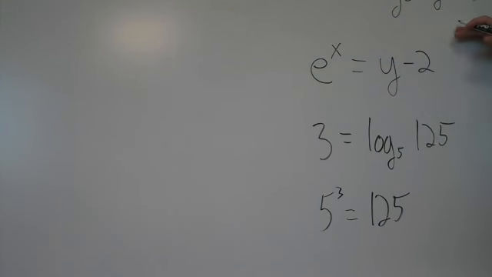Same thing, if I can get to here, I can say e to the x equals y minus 2. There's no difference between this meaning 5 cubed is 125, and this meaning e to the x is y minus 2. They're the same thing. Okay? All right, Maya?